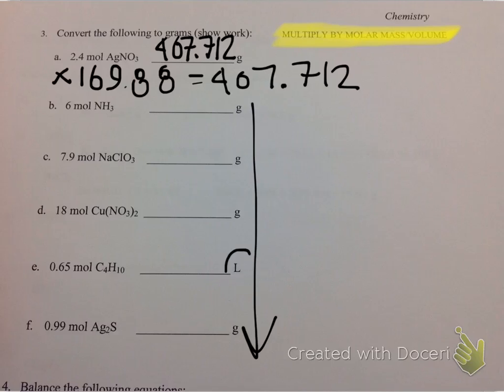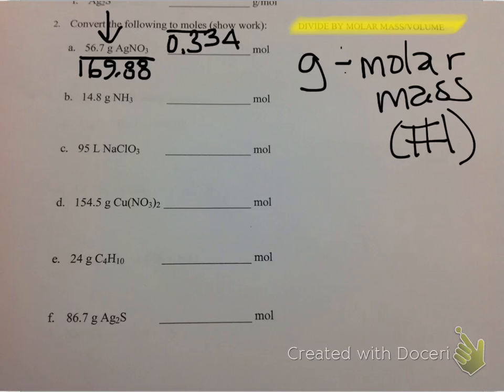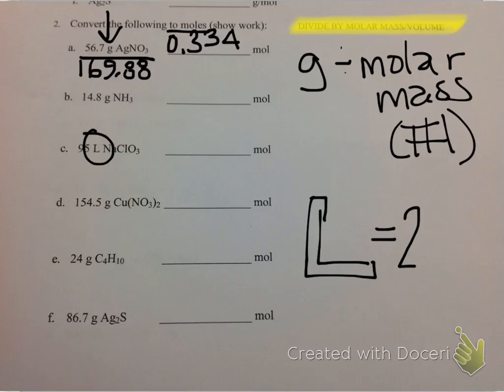Now, you might notice that we've got some liters here, and that we've also got some liters here. Anytime you see liters, instead of molar mass, you're using molar volume. And molar volume is 22.4 liters. So in this case, we would divide by 22.4 liters.